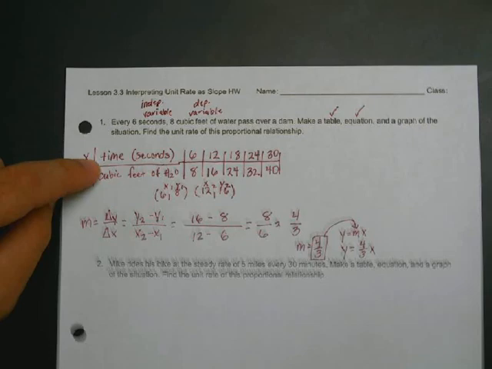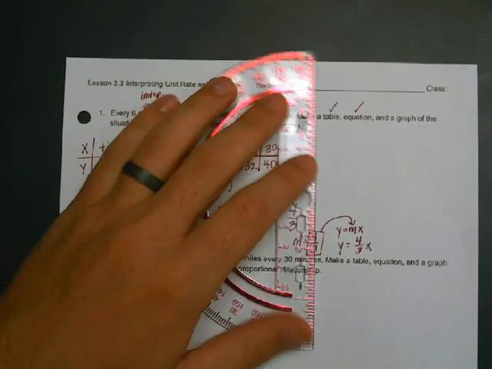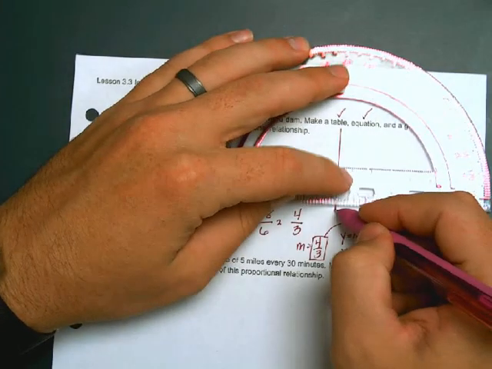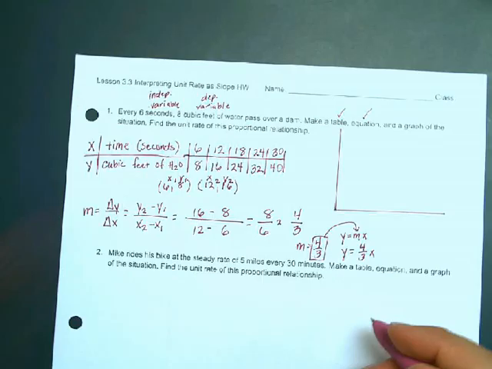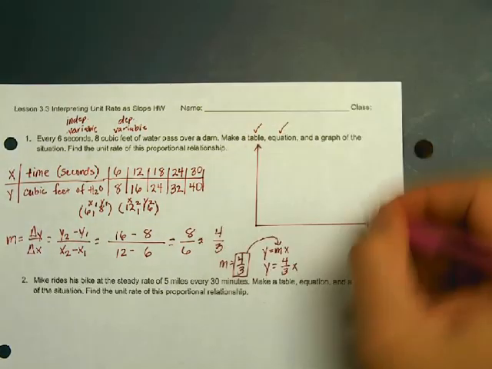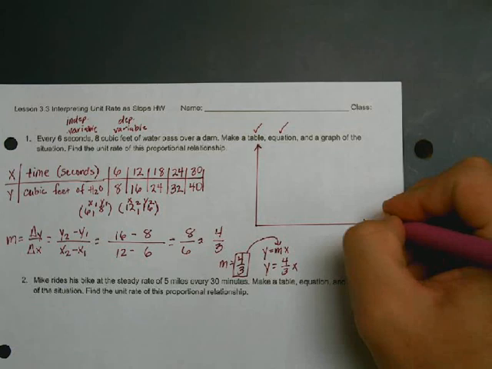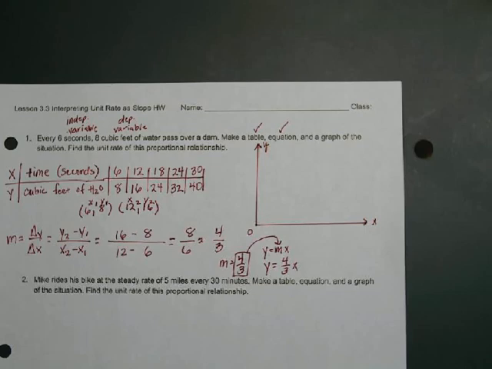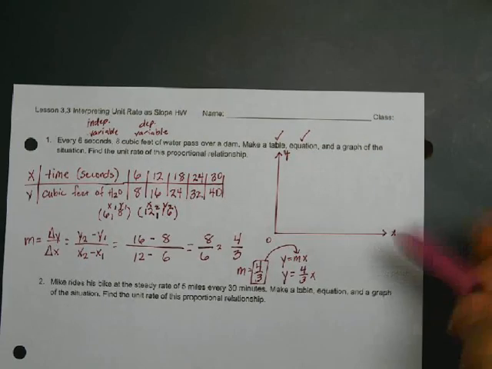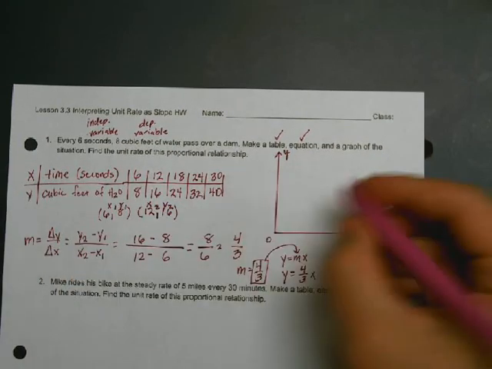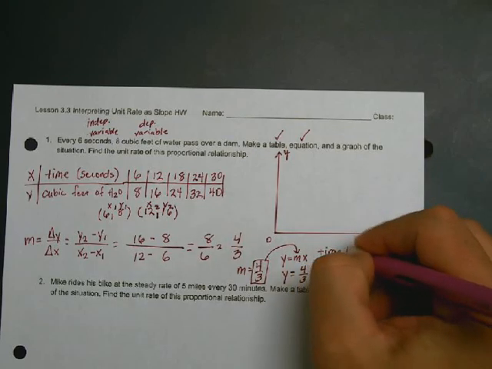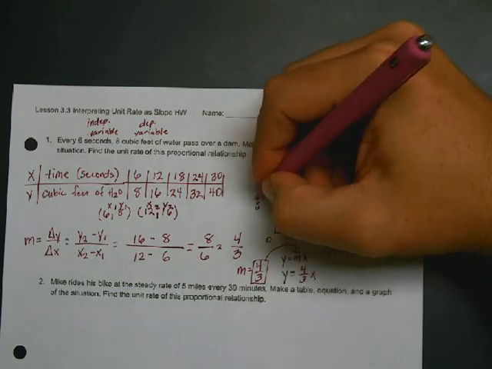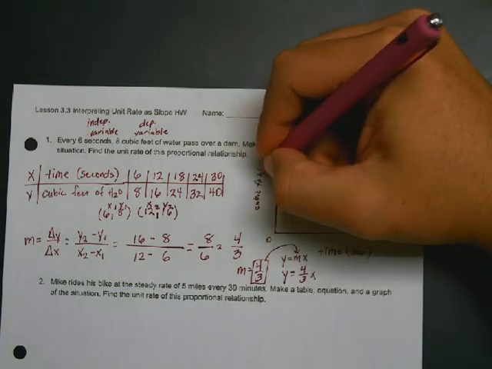Now I need to make a graph. This is where that handy dandy protractor will come in handy. I'm going to make my y-axis, and I'm going to make my x-axis. From there, I put arrows on my graph to show that it keeps going. I label my axes, x and y, and I label my origin. X is time, so we have time here, in seconds, and we have cubic feet of water up here, cubic feet of H2O.